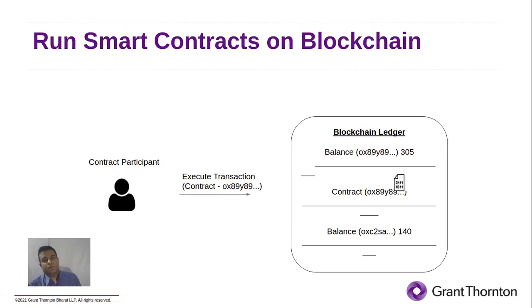Once it's deployed and it's living as a contract on the blockchain, any participant can execute the contract by sending a transaction to the address of the contract. And we'll see this process in the Ethereum execution of smart contracts. So this transaction forms the trigger to run some function on the contract, just like you would call a function in any programming language.